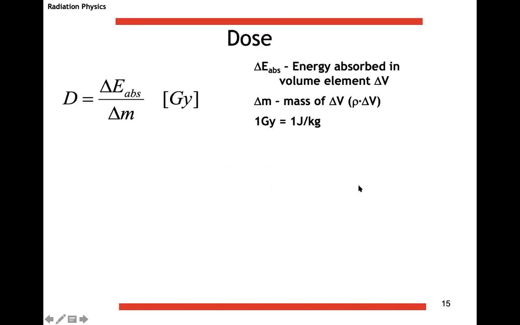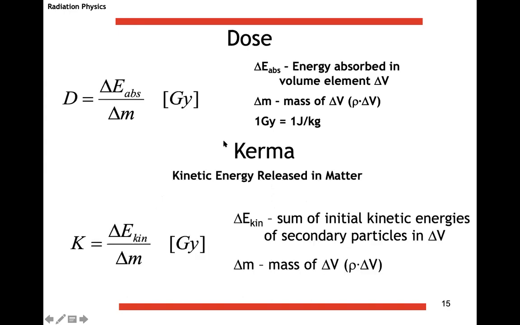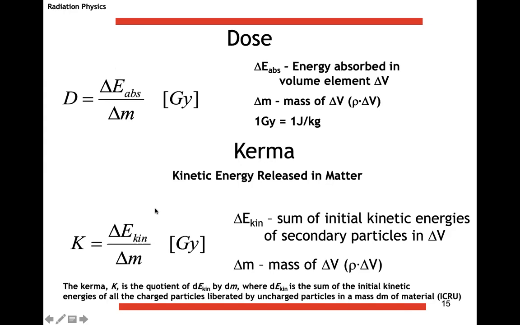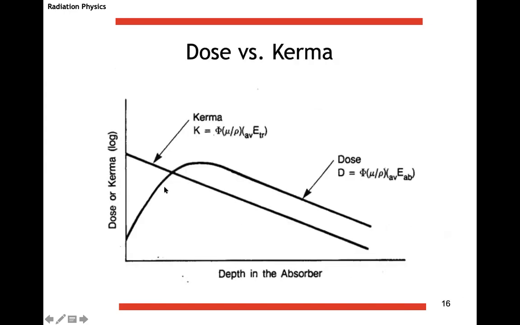The dose unit is the gray. The dose is defined by the energy absorbed per unit mass, and is measured in gray. The kerma, instead, is slightly different, because the kerma gives the kinetic energy of secondary particles divided by the mass. This is different, because the dose is an absorbed dose, and the kerma is an energy released. Not necessarily they are the same, and this can be easily shown here.